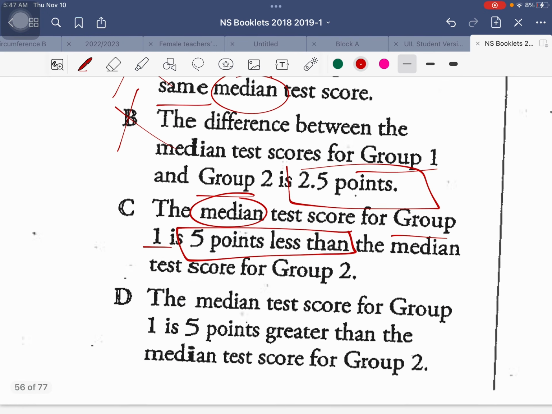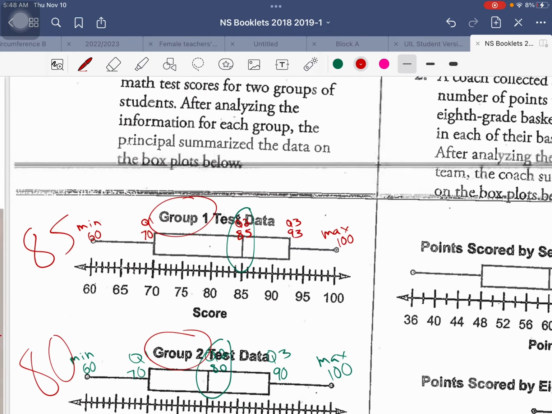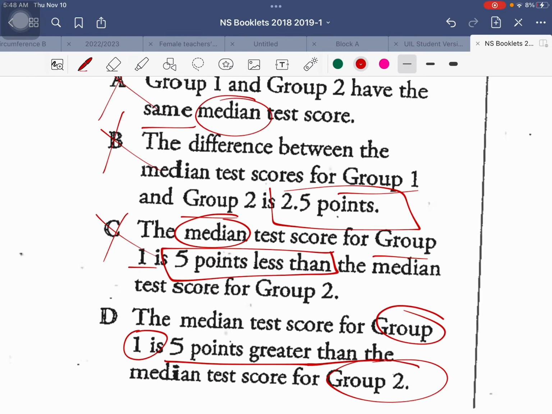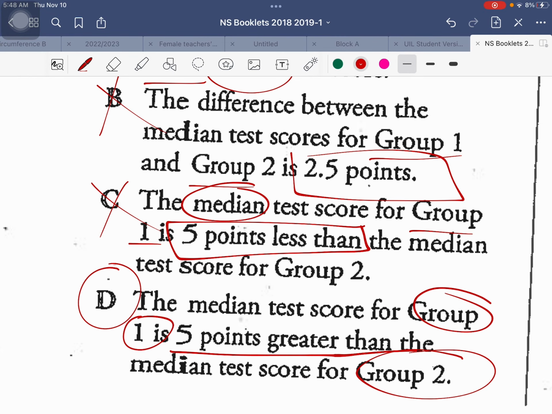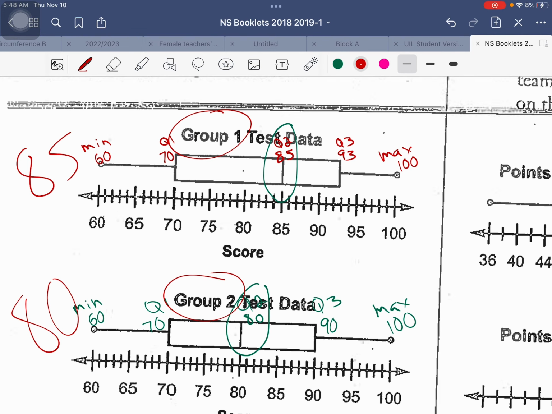No es cierto. Vámonos. The median test score for Group 1 is 5 points more greater than Group 2. Is Group 1 5 more than Group 2? Yes. Woohoo. Perfecto. Ahora, make sure that you have this small little information. It's not that much, guys. No sean malos, okay? Don't be mean.